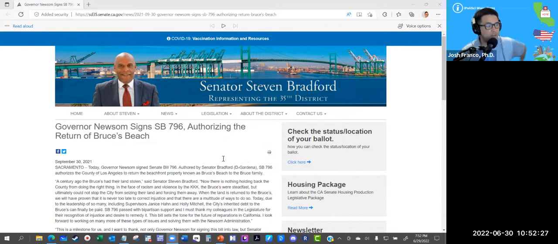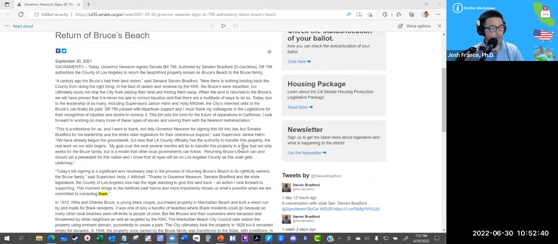So Senator Steven Bradford introduced the bill in the California State Legislature and worked to build support. Eventually it was passed through both chambers, the Assembly and the Senate, and then went to the governor's desk, and he signed it a year ago. And the two quotes are from Supervisor Janice Hahn and Supervisor Holly Mitchell.